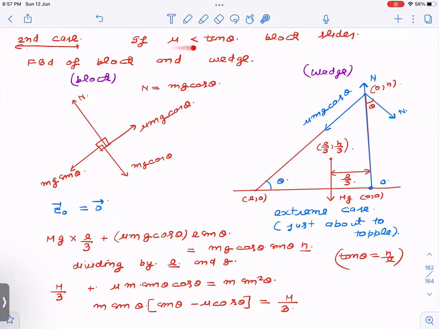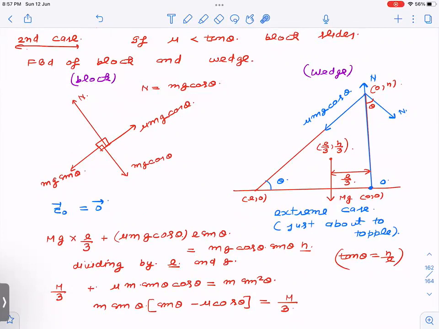Block is sliding, that means automatically mu is less than tan theta. Friction is not enough to prevent sliding of the block. In that case, this is the free body diagram of the block: mg sin theta, friction has become limited, mu mg cos theta, normal, and mg. So the block is moving like this, normal is equal to mg cos theta, right?